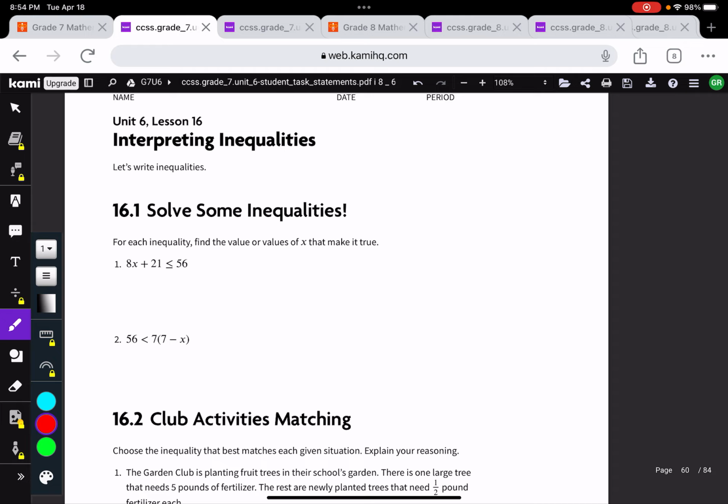I mean, there's one little tiny caveat that I mentioned: when you divide or multiply by negatives, you have to switch the inequality symbol from greater than to less than. But we'll get to that when we encounter that a few times. But this first one says 8x plus 21 is less than or equal to 56. So I'm going to write 8x plus 21 and just say it's equal to 56.